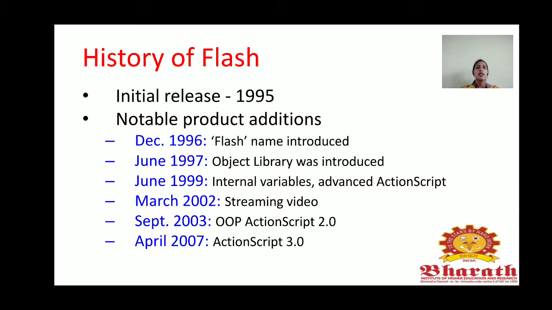The first thing is notable product additions. In December 1996, the name Flash was introduced. In the year 1997, in June, the object library was introduced, where we create the code in an object-based manner.